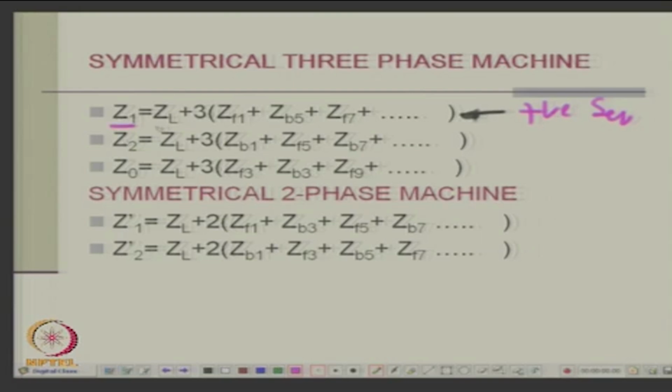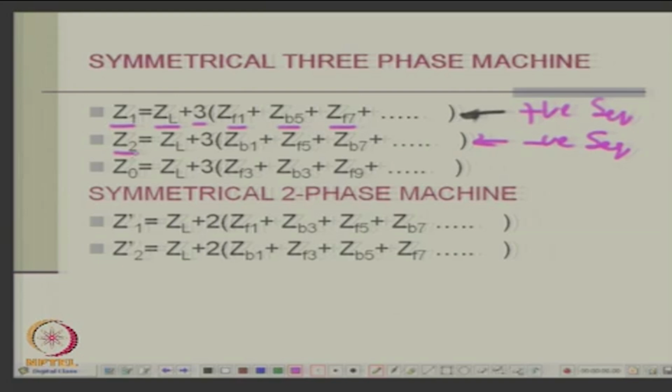will have ZL plus 3 times ZF1 plus ZB5 plus ZF7 etc. Okay, that we have done, Z1. Then we also said that Z2, negative sequence. I am just summing up what we have done earlier.